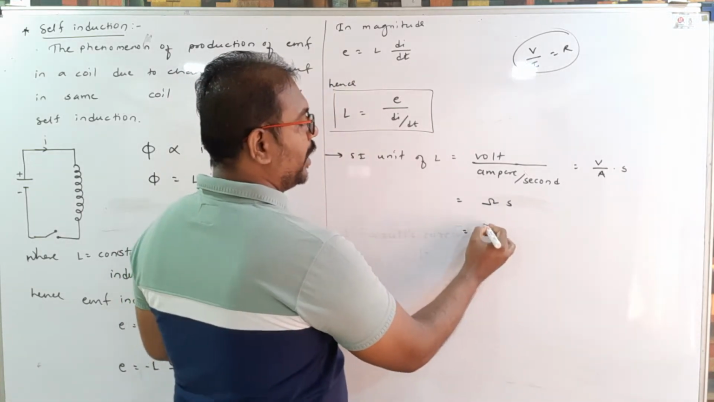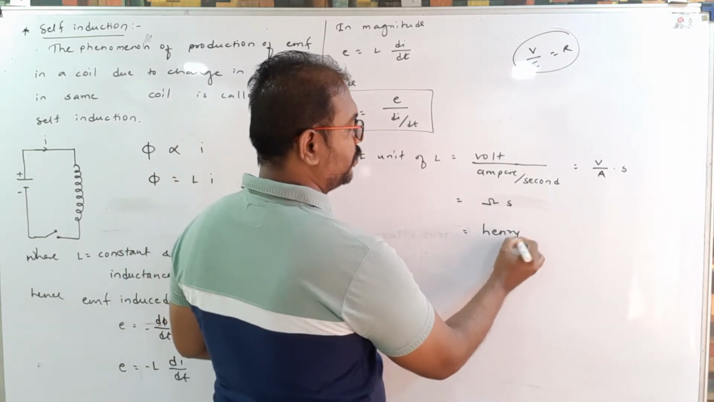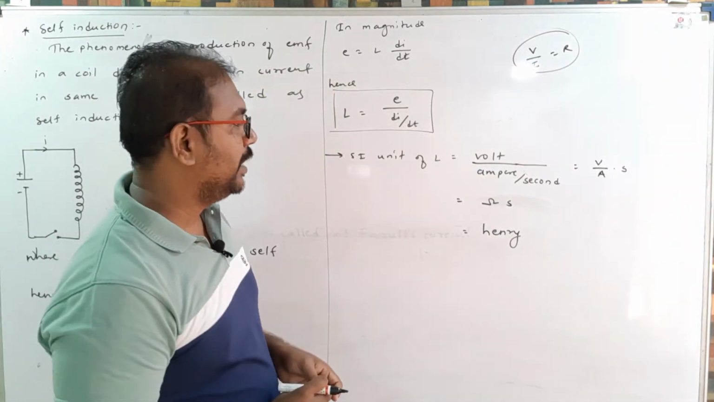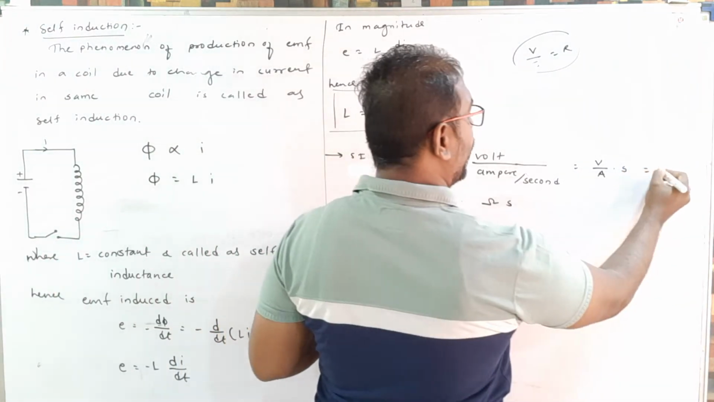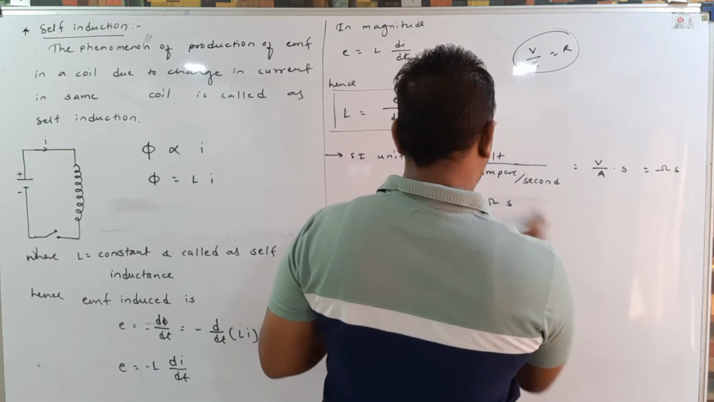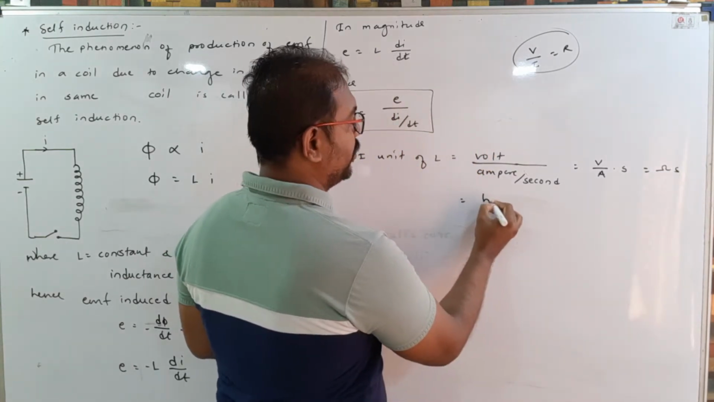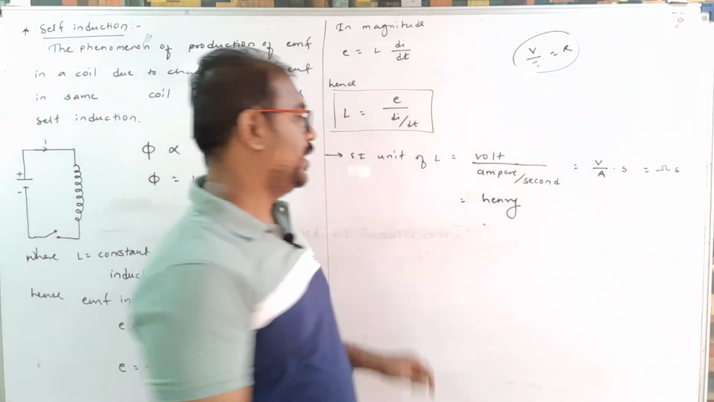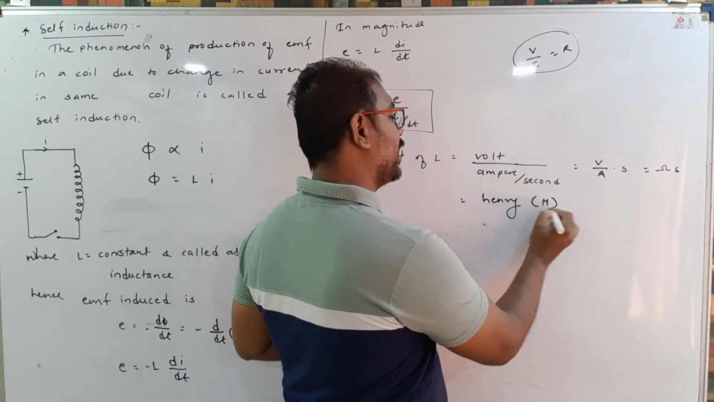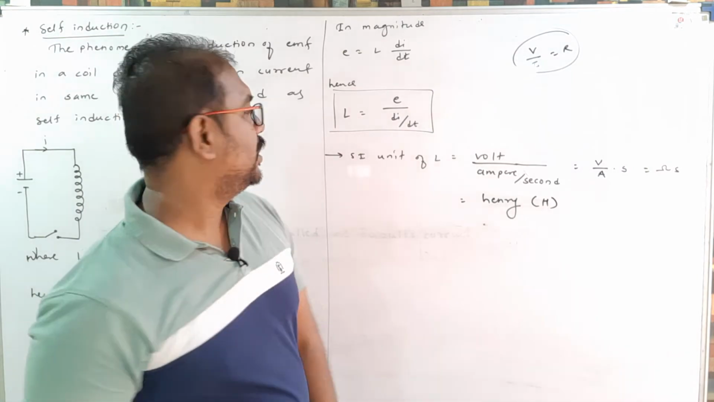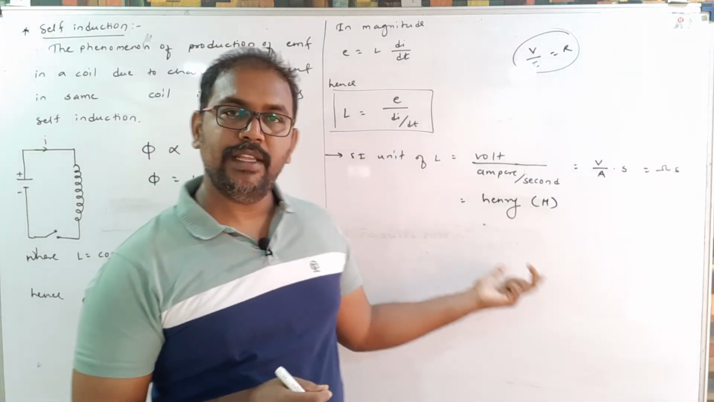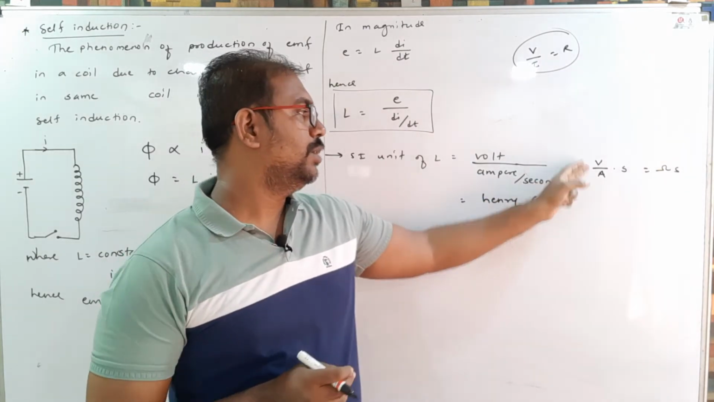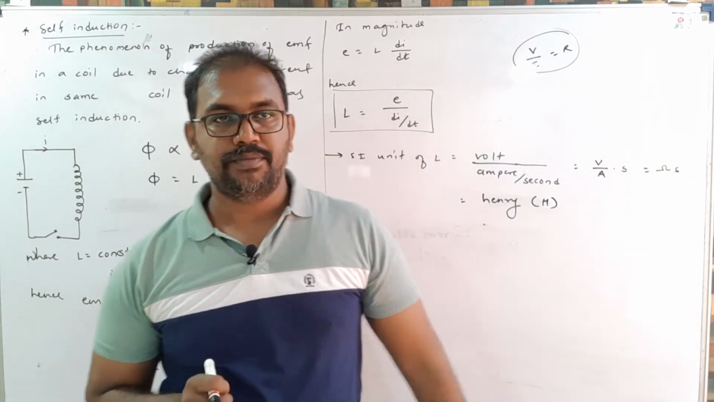And it is also called as Henry. So unit is Henry here. So you note one thing here. Ohm second is equal to Henry. So Henry is the name of a scientist. So symbol we can write by capital H. So this is the SI unit. You can use Henry, you can use ohm second, or you can use volt per ampere into second.